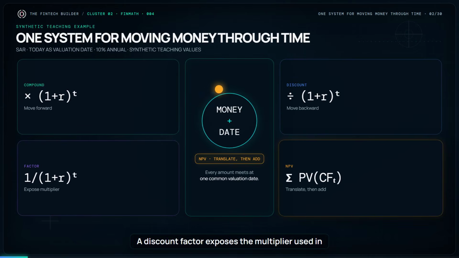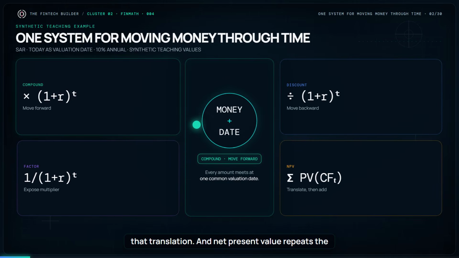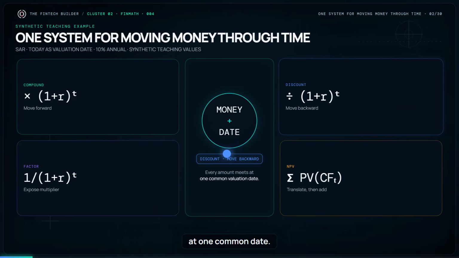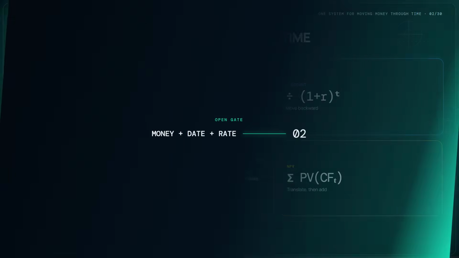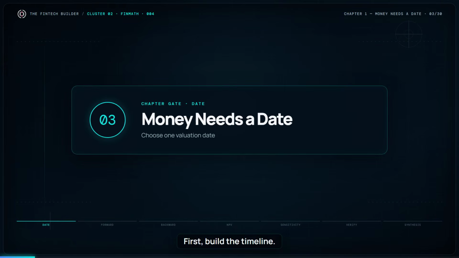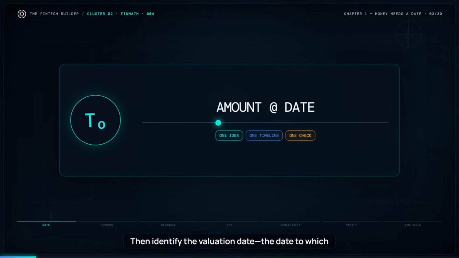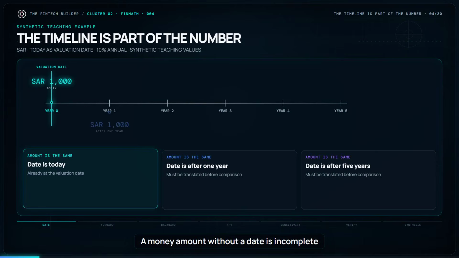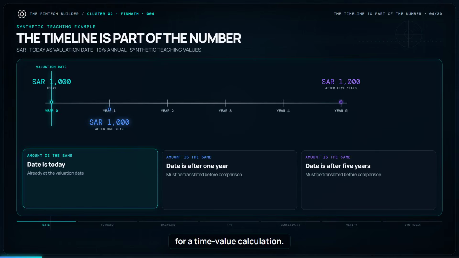A discount factor exposes the multiplier used in that translation, and net present value repeats the process for every cash flow before adding them at one common date. First, build the timeline. Then identify the valuation date, the date to which every amount must belong before we compare it. A money amount without a date is incomplete for a time value calculation.